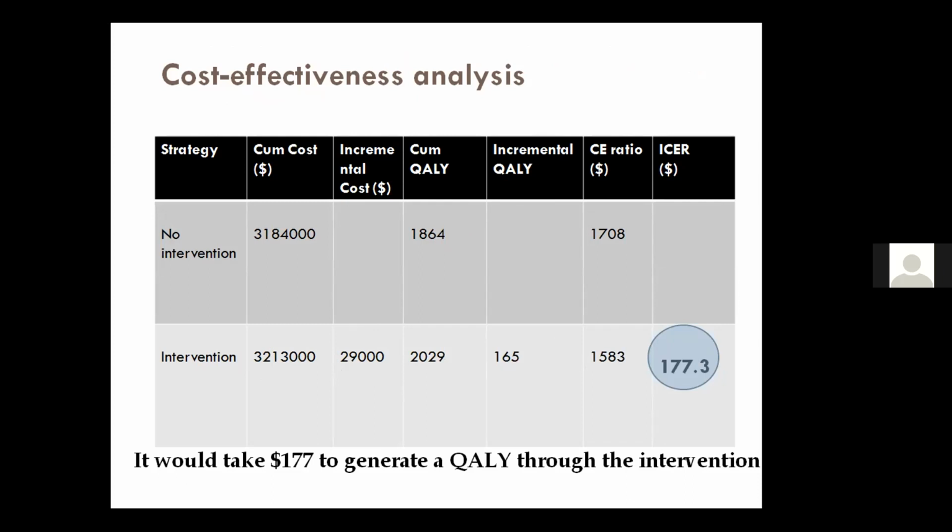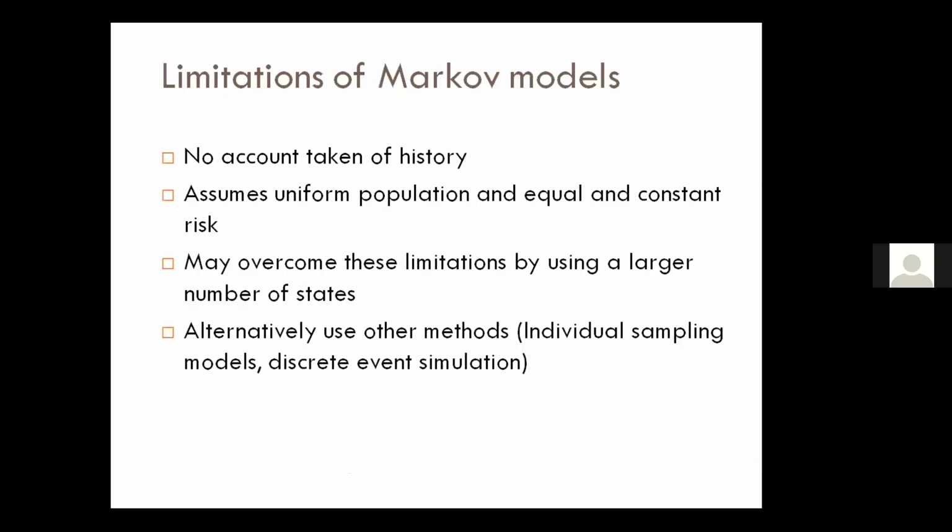Now, if you apply the benchmark threshold, this is much below the usual thresholds. Thresholds are actually in thousands. Or if you take the WHO threshold, that your cost per quality is less than the per capita GDP, then even in that sense, per capita GDP is much more than 177. So it is very cost effective to do this intervention. That's what they have found. And so that is the study.